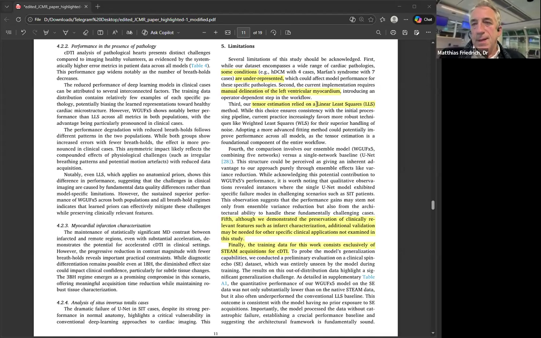The other main limitation is that this was mostly done on STEAM data. We do have a table in the appendix showing the performance on spin echo data, but this needs to be all redone on spin echo data. Like, this works on spin echo, but it needs to be retrained and revalidated on spin echo data.